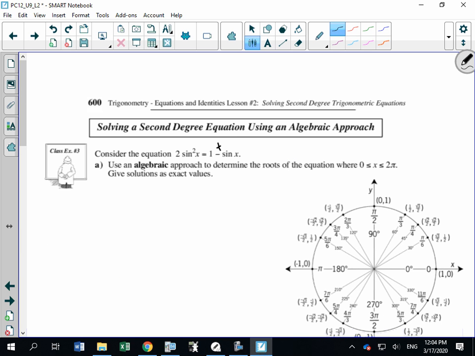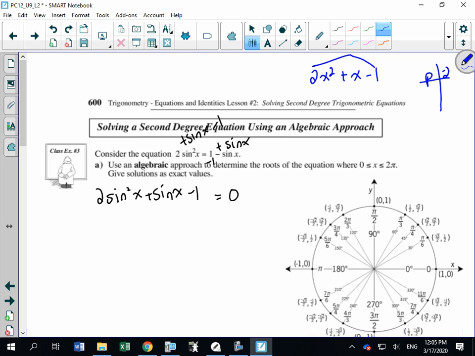Bring everything to one side of the equal sign. So add sine x and subtract 1 to both sides. And what I would get is 0, 2 sine squared x plus sine x minus 1. You are factoring right here, right? So you need to recognize that this would be a PSA 2 question. So 2x squared plus x minus 1. And we're looking for what gives us a product of negative 2 and a sum of 1. And the answer is 2 and negative 1.